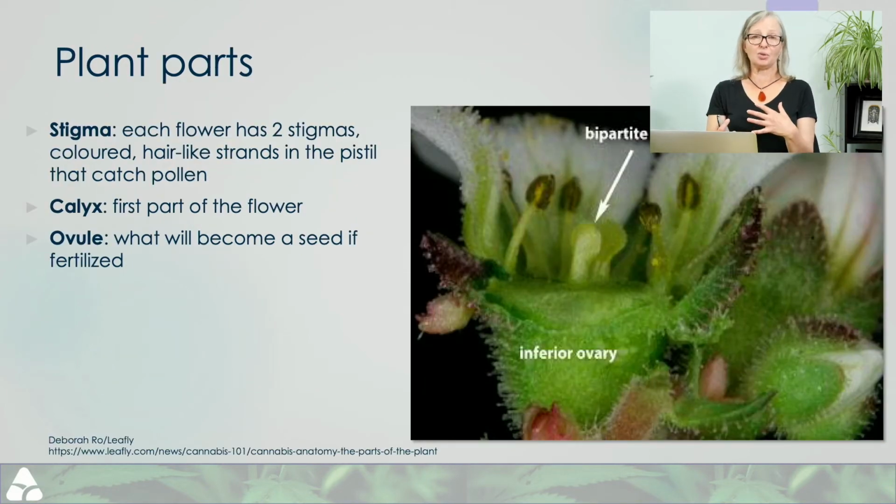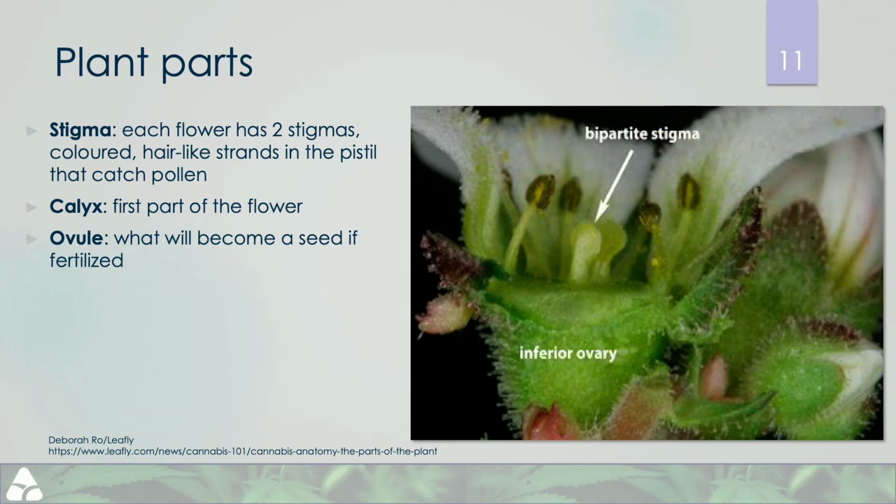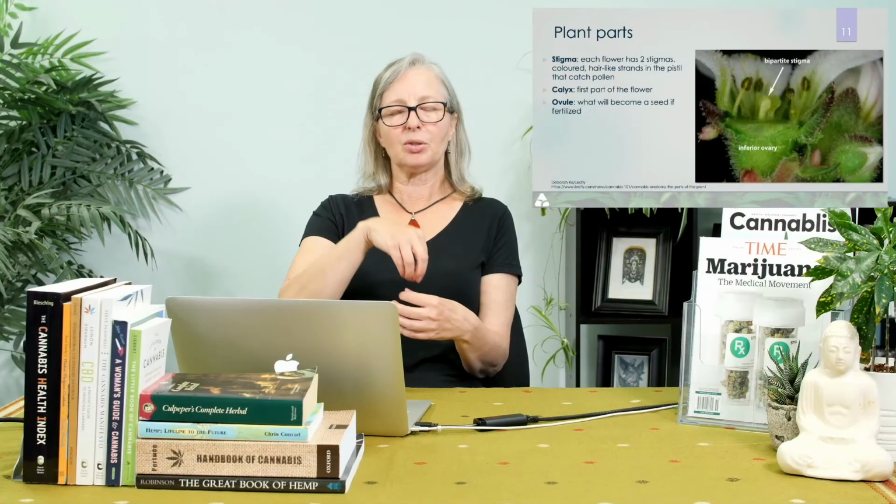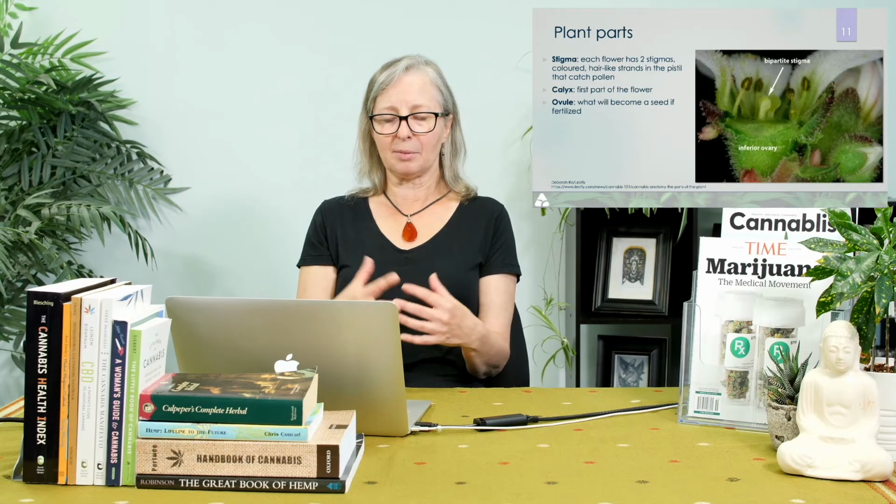So let's get into a little bit more on the sexual parts of the plant. This is looking at the female cannabis plant. They have a stigma, or two, which are really good indications that you have a female plant. Each flower will have two stigmas that come out, and they'll be colored. Often they'll be white, or sometimes slightly different colors. But those are just two little hair-like strands in the pistil.